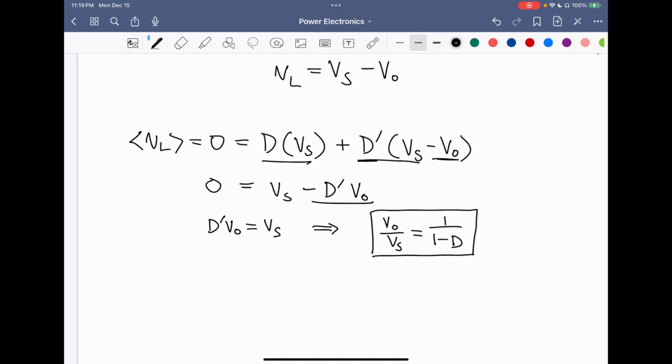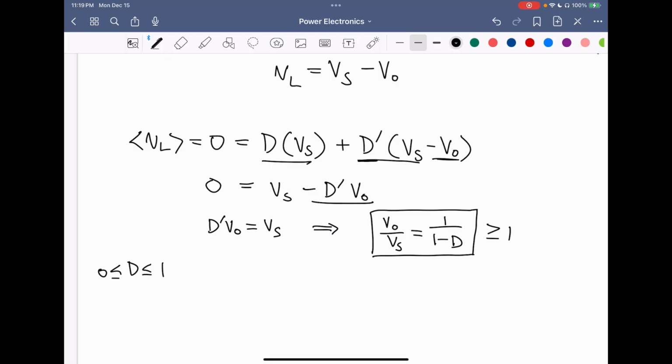And we know that the duty cycle D is defined as the fraction of the period in which the switch is on. So D we know is always between 0 and 1. So therefore we have a denominator that's always between 0 and 1. And therefore this conversion ratio is always greater than or equal to 1.